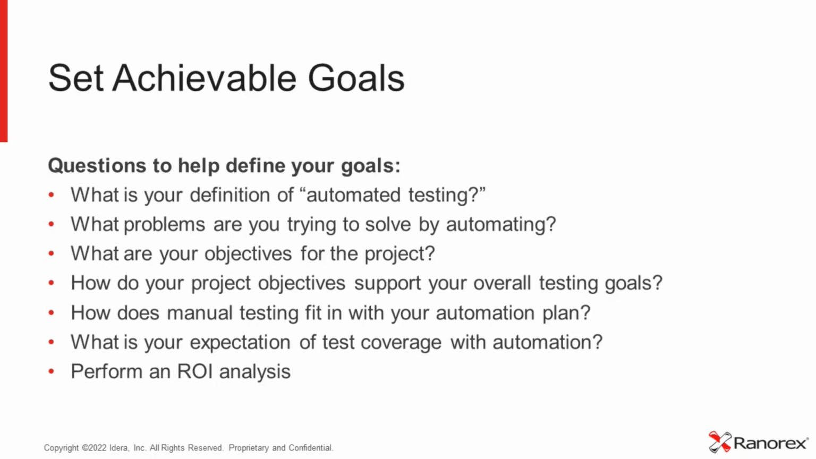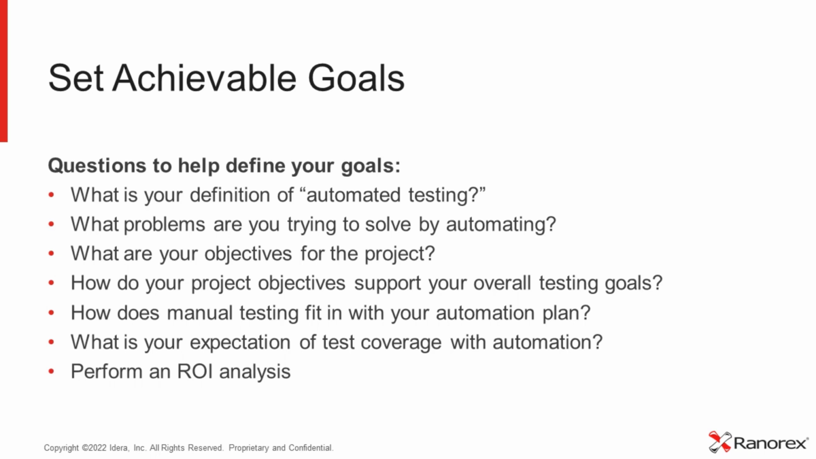So after you've evaluated your processes, you want to set some goals. So these are goals for your automation project as you get started. So what is your definition of automated testing? Is it just scripts that perform certain tests? Is it a full UI automation? How are you trying to automate? Are you trying to just automate your API? So look at what your goal is. So what are you going to automate, and what do you want the results to be? What problems are you trying to solve by automating? And then what are your objectives for the project?